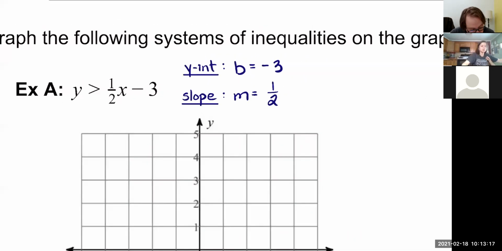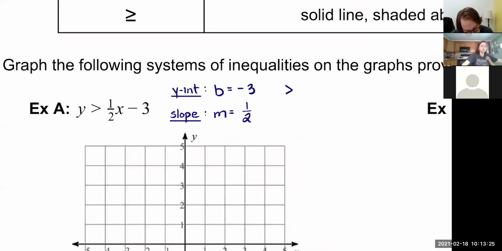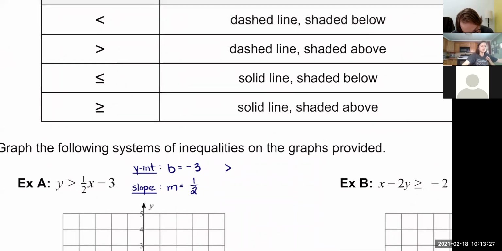And then the other 2 things we need, because of that inequality sign, has to do specifically with the type of inequality sign we have. So if we were to look up here at this table, we're looking at a greater than symbol. So it tells me 2 things. It tells me that we're going to use a dashed line. And once we get that line in there, we're also going to shade above it.